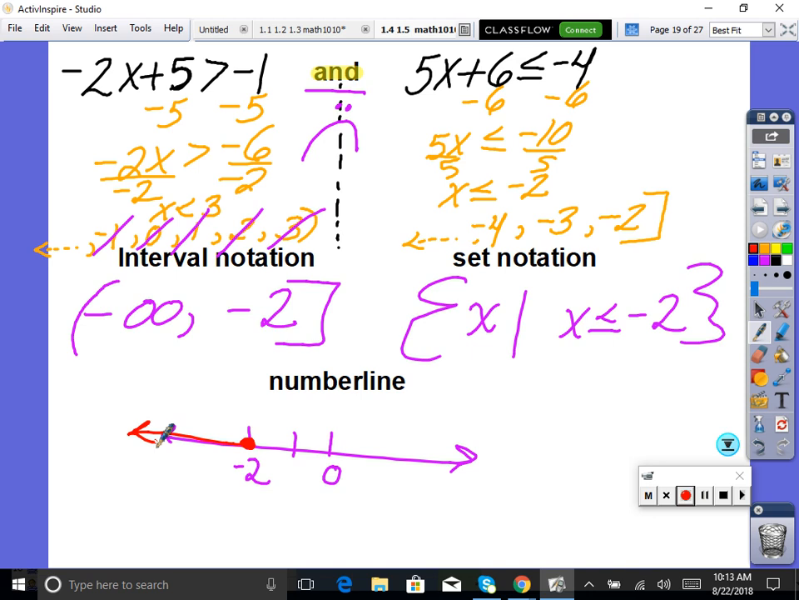Sorry, say it again. Because it would be infinity. Because that's the lowest value. Does that make sense? Good question.